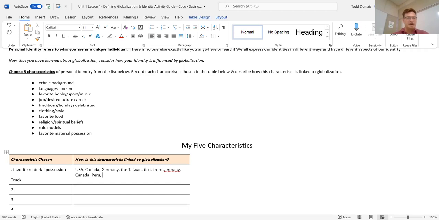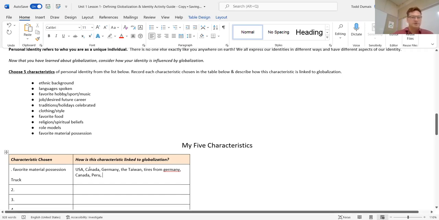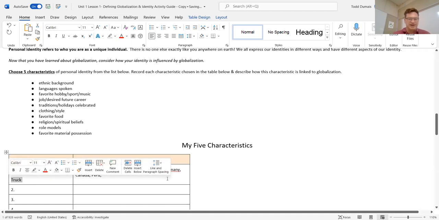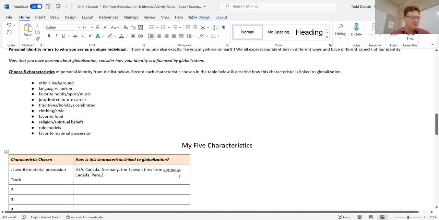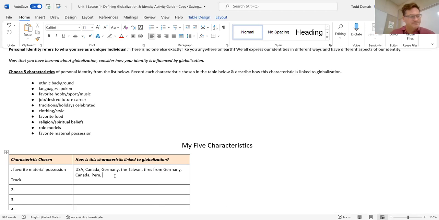And how is this part of my character? My truck, you know, Albertans drive trucks, but I use it for everything. It helps people move stuff. I use the back of the truck most of the time. And of course, having a truck in Alberta, that's sort of apropos, you know, it's sort of a cliche.